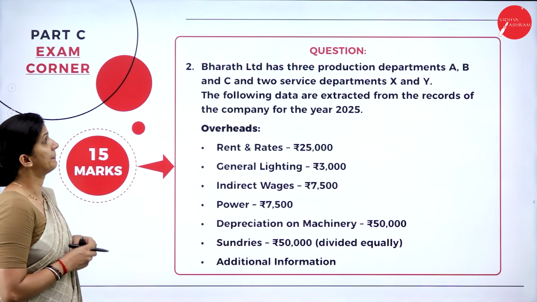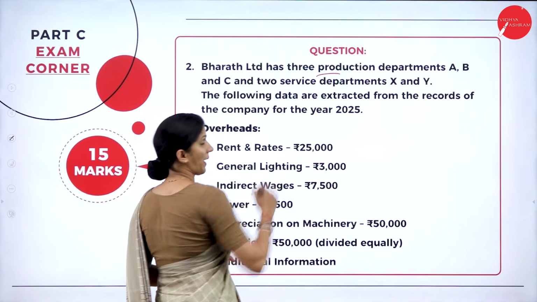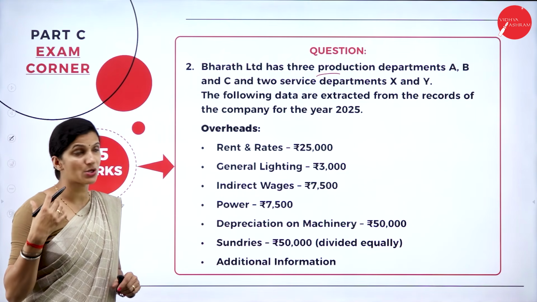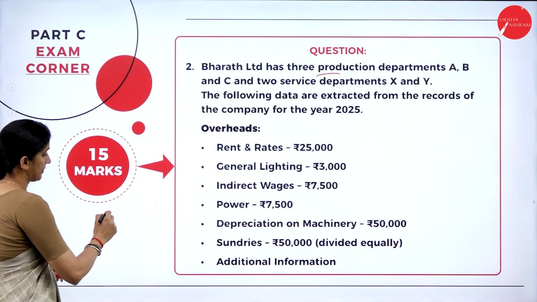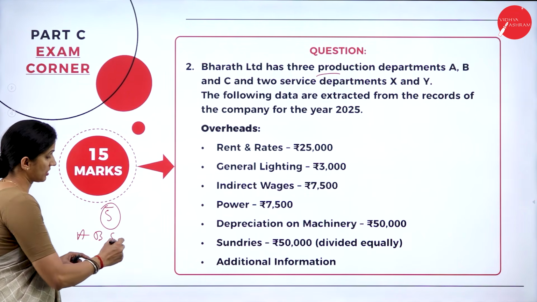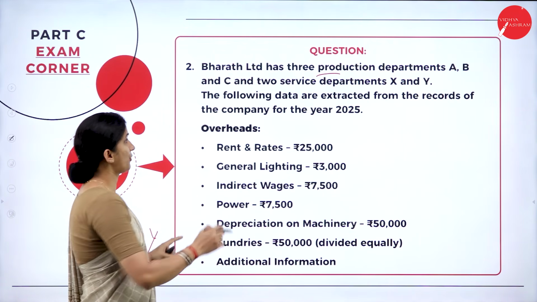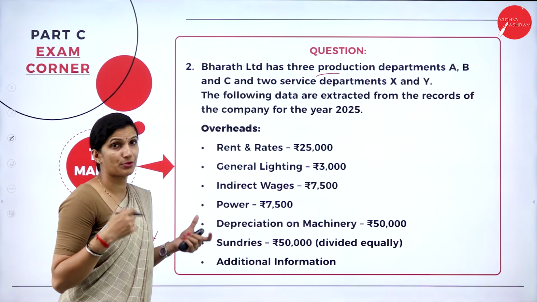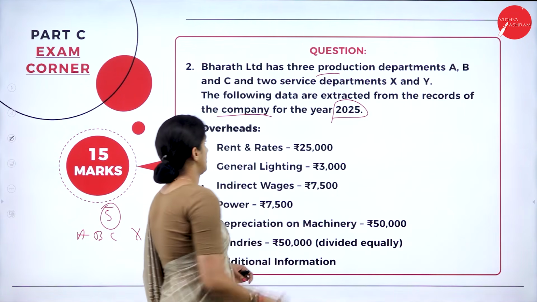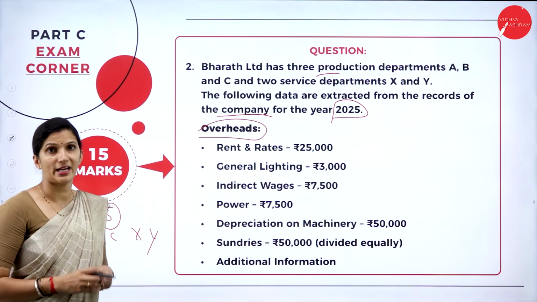See the question. Bharat Limited has 3 production departments A, B, C and 2 service departments which are X and Y. So here Bharat Limited has 5 departments. In that, A, B, C are the production departments, X and Y are the service departments. And the following are the data extracted from the records of the company for the year 2025. So, in the year 2025, what are the total overhead costs that they have incurred?